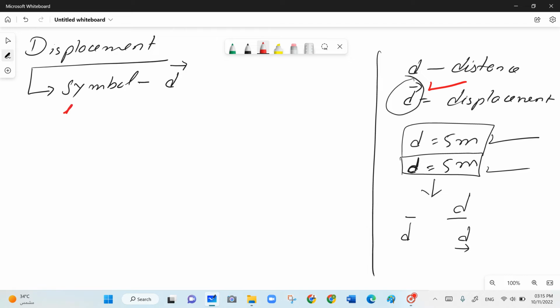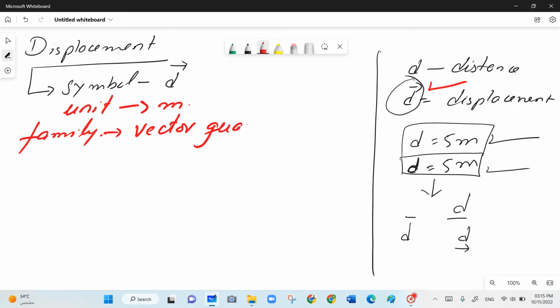Then its unit. It has the same unit as distance, the meter, small m. And its family. Its family is different compared to the family of distance. Distance was in the scalar family, and displacement belongs to the vector family, meaning it is a vector quantity. Okay, this was just an introduction about displacement.